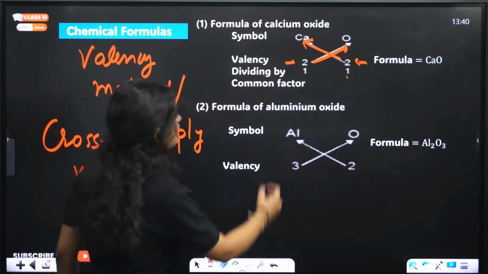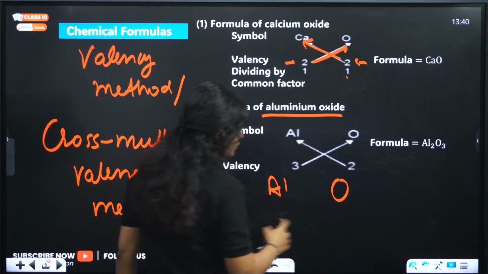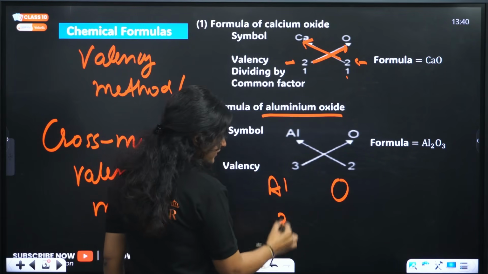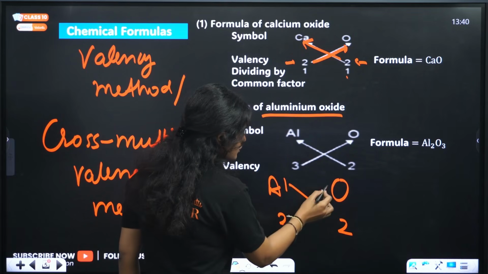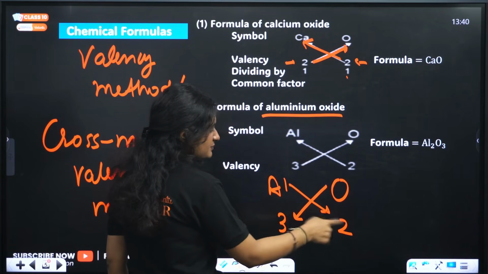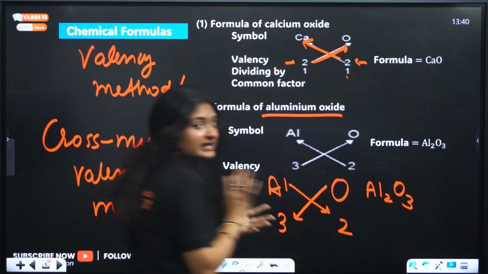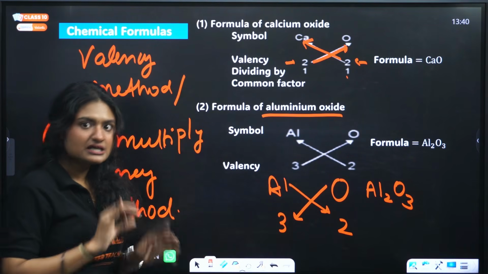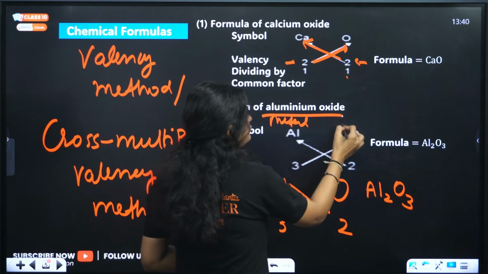Okay, let's see aluminum oxide. We know the aluminum symbol is Al, oxygen is O. The valency of aluminum is 3, the combining capacity is 3. Oxygen is 2. So what will you do? You will just cross multiply it. That means the formula will be Al2O3. Firstly, you write the cation or metal, and then you write the non-metal.